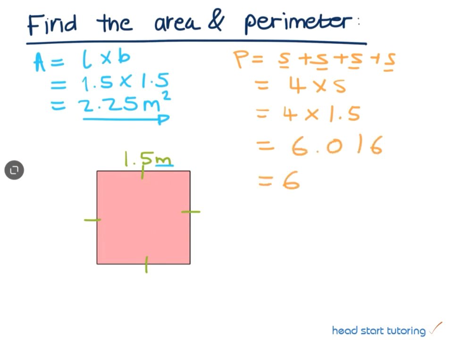So that gives us an answer of 6, and we don't use squared measurements because we are not multiplying meters by meters here, so we just use meters. So the perimeter of our square, which has a side of 1.5, is equal to 6 meters.